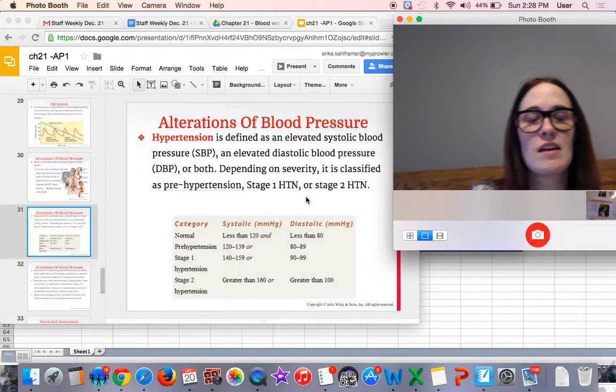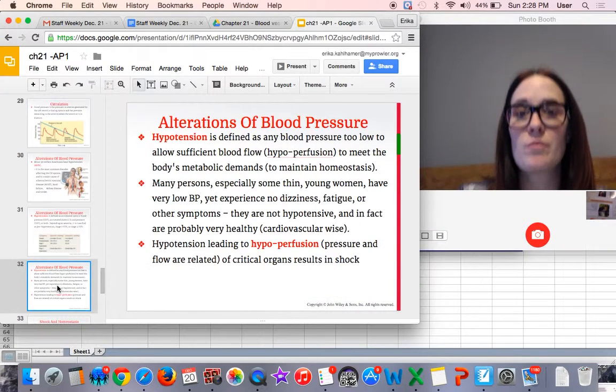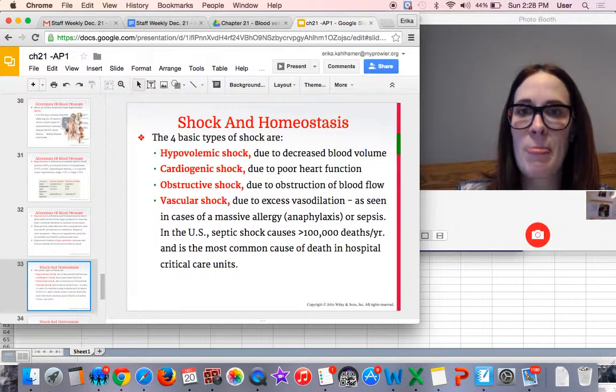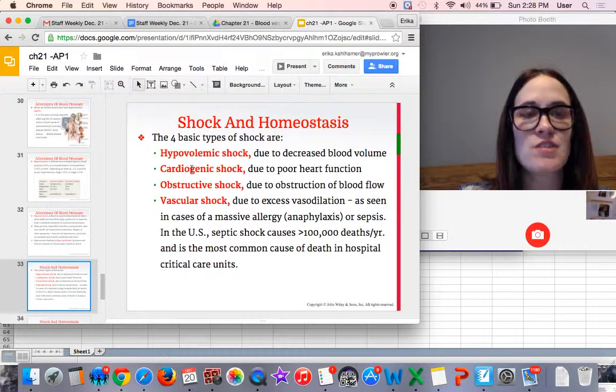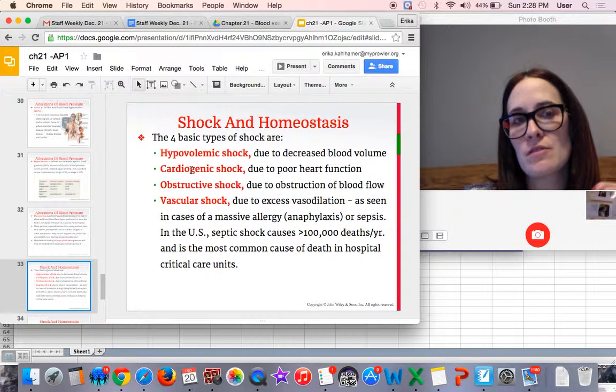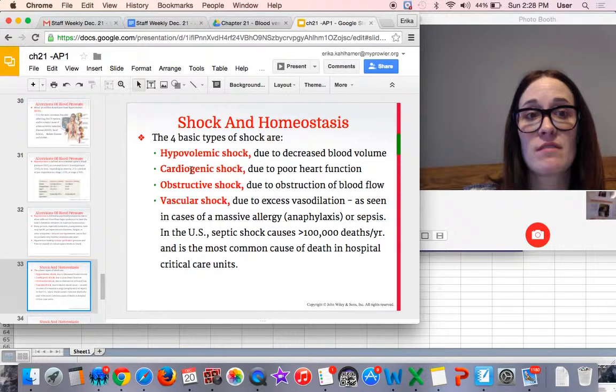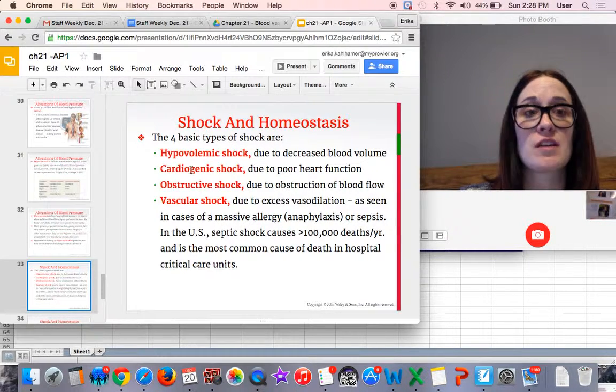What this is saying is, a lot of women have naturally low blood pressure, like myself. This doesn't mean you're in danger of going into shock. Speaking of shock, shock is simply when fluids and nutrients cannot reach the tissues of your body, which is a problem because you can't then perform the functions that you need to.